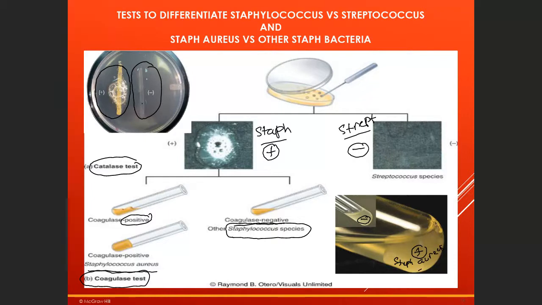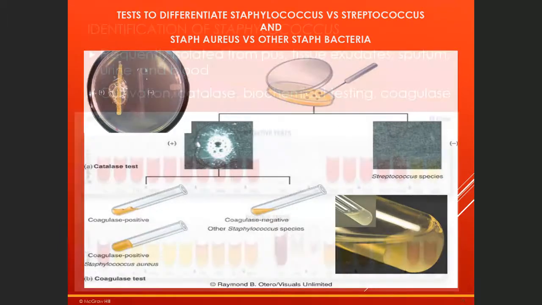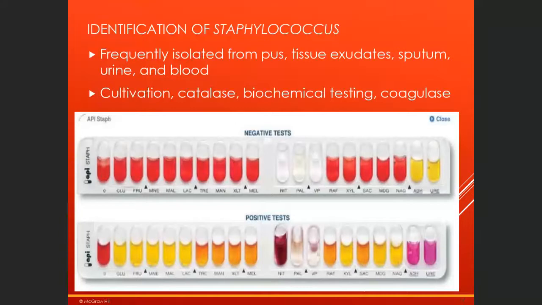Okay, so these are the two tests again: the catalase test and the coagulase test. The catalase test differentiates between Streptococcus and Staphylococcus, and then the coagulase test pinpoints whether the Staphylococcus is aureus or another Staphylococcus. This is the test that is usually done in the clinic to identify Staphylococcus.